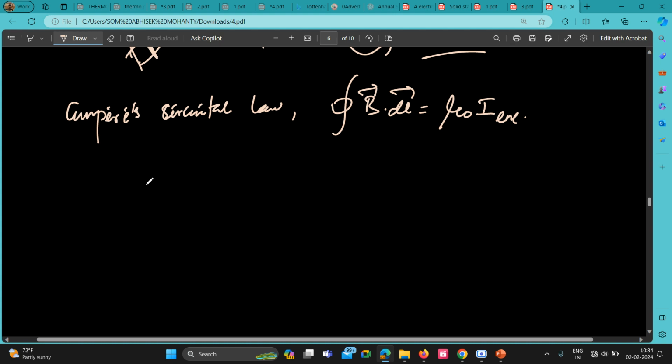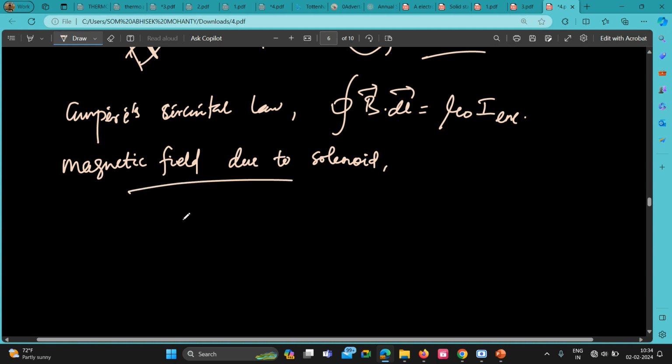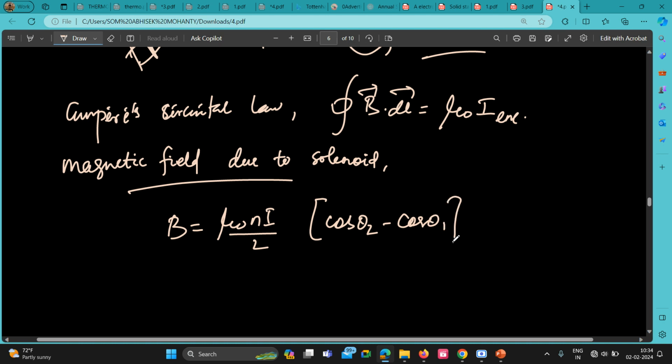Next is the magnetic field due to a solenoid. It is B is equal to mu naught N I by 2, times cos theta 2 minus cos theta 1. Okay.